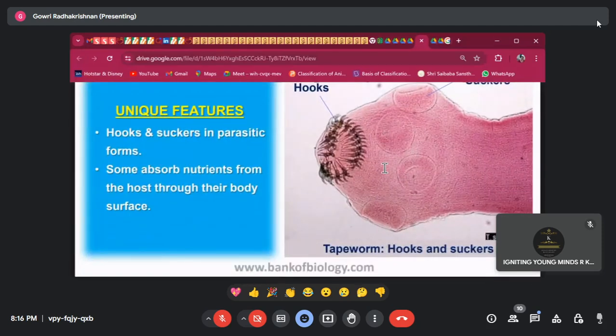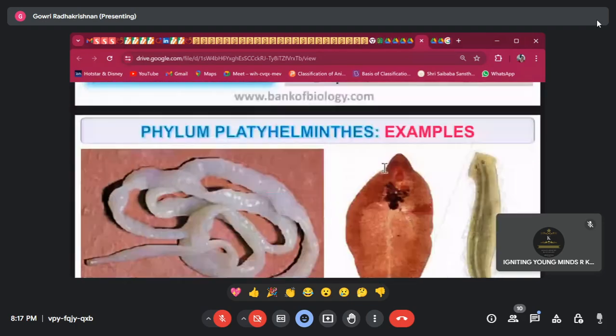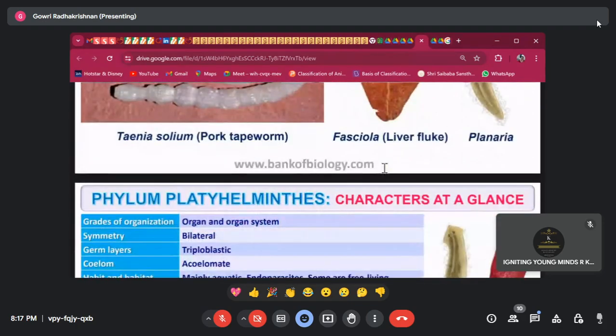And then another unique feature is hooks and suckers in parasitic forms. All of them are not free living. The parasites will have suckers and hooks to hang on to or catch hold of the host and suck the food, nutrition from them. Some absorb nutrition from the host through their body surface. Only directly from the body surface they can absorb the nutrition without the suckers.